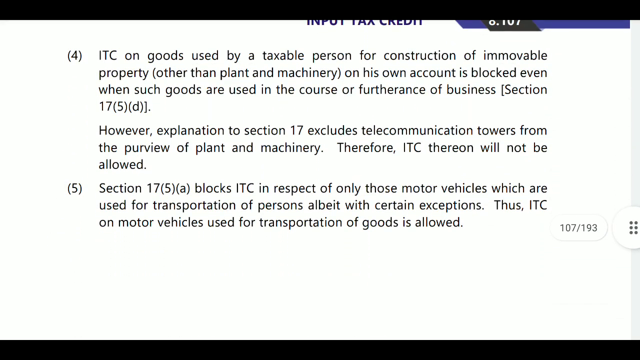Next, the fifth point, section 17(5)(a): block of ITC with respect to only those motor vehicles which are used for transportation of persons, albeit with certain exceptions. Where the seating capacity is not more than 13 persons, ITC on motor vehicles used for transportation of goods is also allowed, and in case of persons there is a certain limitation. The limitation is that if the capacity is less than 13 persons, including the driver, it will not be allowable.